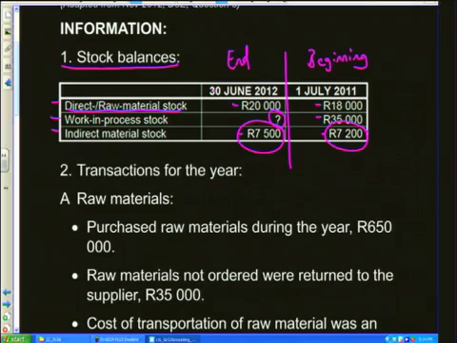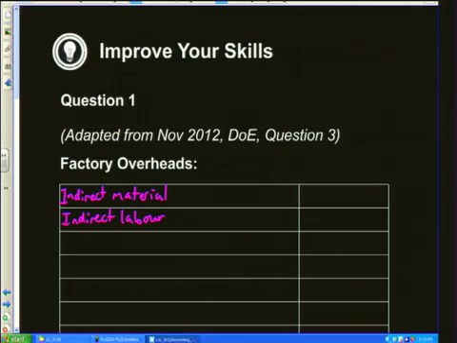So your rule for the production cost statement is usually, when they give you your stock balances, you're always going to add your beginning figure somewhere, and you're going to subtract your end figure somewhere to work out what you have used. So the way I'm going to start it off, I'm going to take this 7,200 as indirect material, and I'll open the bracket up, and we're going to include it in here.